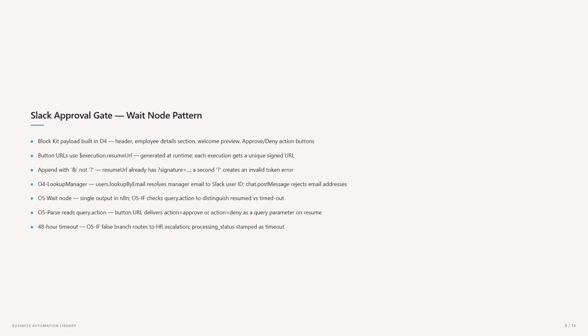Node 4 builds the Slack block kit payload. So the message contains the employee details in a section block, preview of Claude's welcome message, and an actions block with approve and deny buttons. The button URLs are the key for this. Each button has a URL property. So Slack will open that URL in a browser when the manager clicks approve or deny. And then the URL is the n8n wait node resume webhook. And once you click that, it will go on one of the two branches I just showed you earlier.